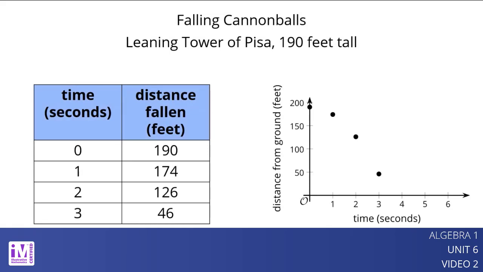The expression that defines the distance from the ground as a function of time is 190 minus 16t squared. It tells us that the cannonball's distance from the ground is 190 feet before it is dropped and has decreased by 16t squared when t seconds have passed. Let's look at an example where an object is being thrown upwards.